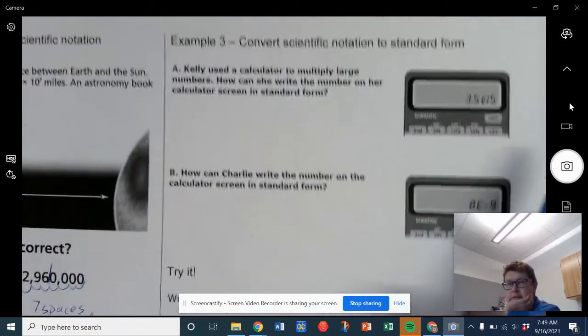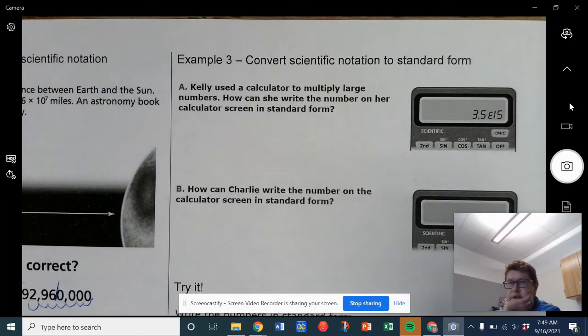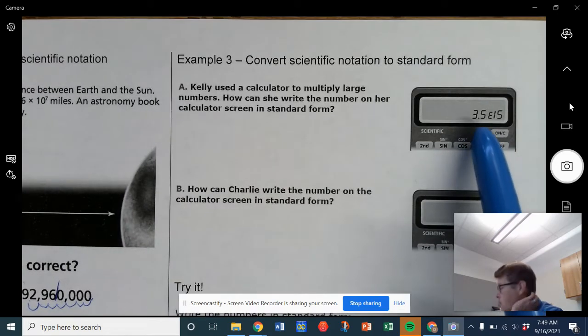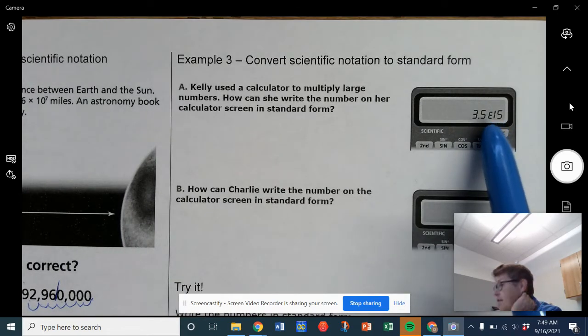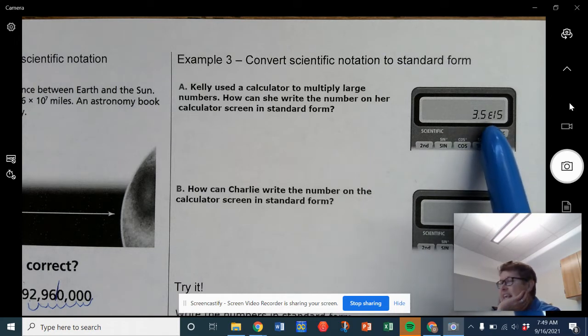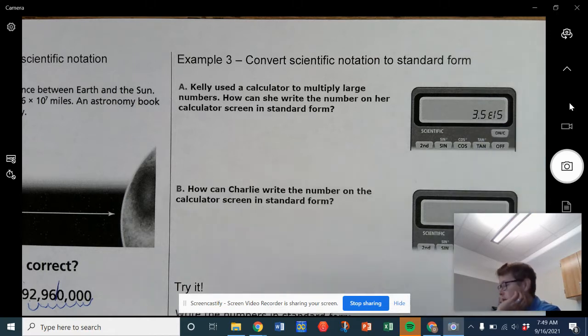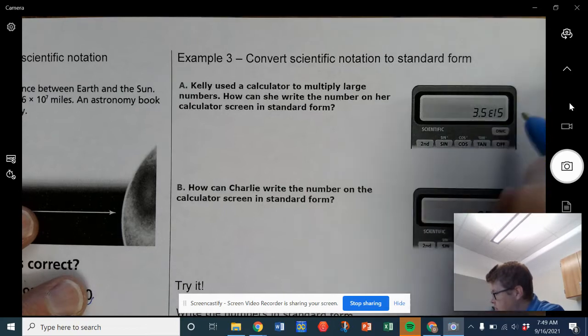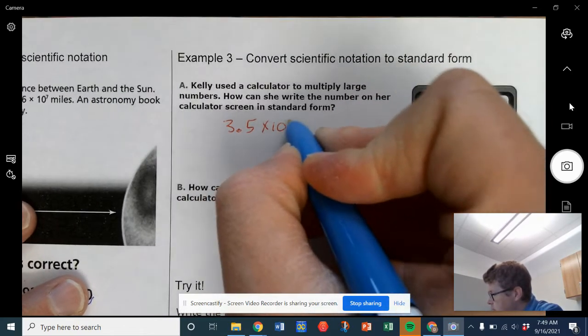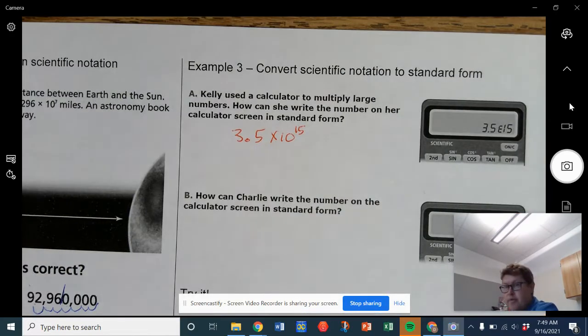So now we're going to kind of reverse the process. We're going to convert scientific notation to standard form. When you use a calculator, like a scientific calculator, when you have a very, very big number, it will typically display it like this, where it's like 3.5 and then E15. That E stands for the exponent of the power of 10, right? So if I were to write this out, that 3.5E15, that's what it looks like. Right, 3.5 times 10 to the 15.